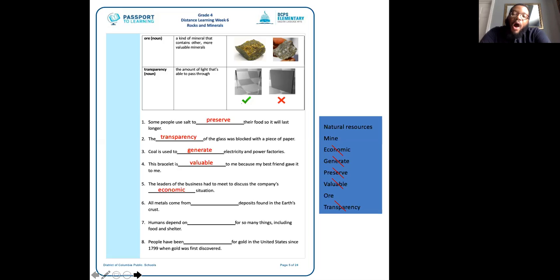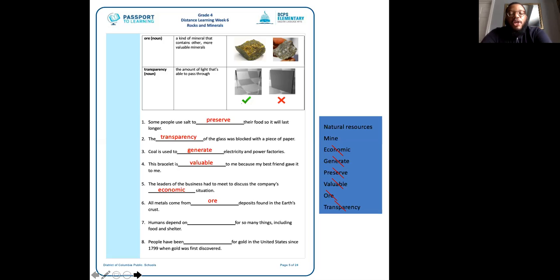Number six, all metals come from blank deposits found in the Earth's crust. We have natural resources, mine, and ore that is left. Which of these could be found in the Earth's crust? You're correct, it is ore. Remember, ore is a kind of mineral that contains other more valuable minerals. So minerals, we know, are found in the earth.